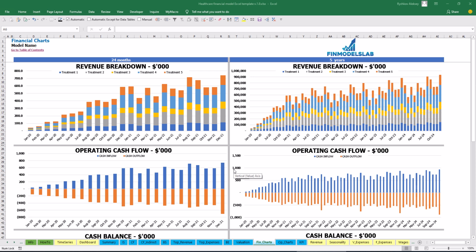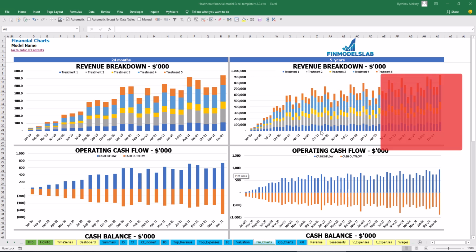On the financial charts tab, you may see two sets of charts, which is 24 months period broken down by months and 5 years period broken down by months. On the top set of charts, you may see the revenue breakdown by 5 treatment types for 24 months and for 5 years.